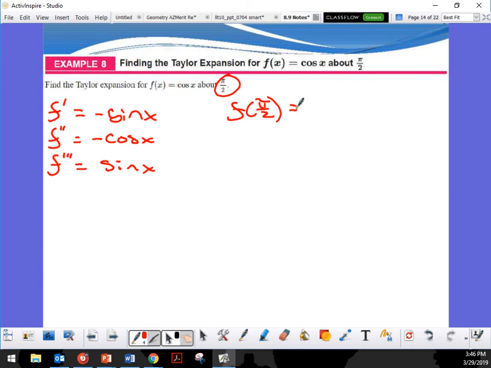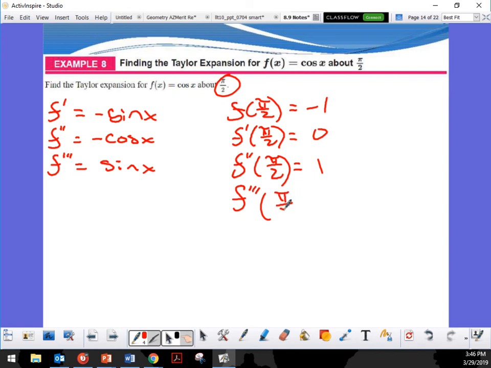So this is going to be negative 1 now. Okay, so f prime at pi over 2 is 0. F double prime at pi over 2 is going to give me 1. And f triple prime at pi over 2.